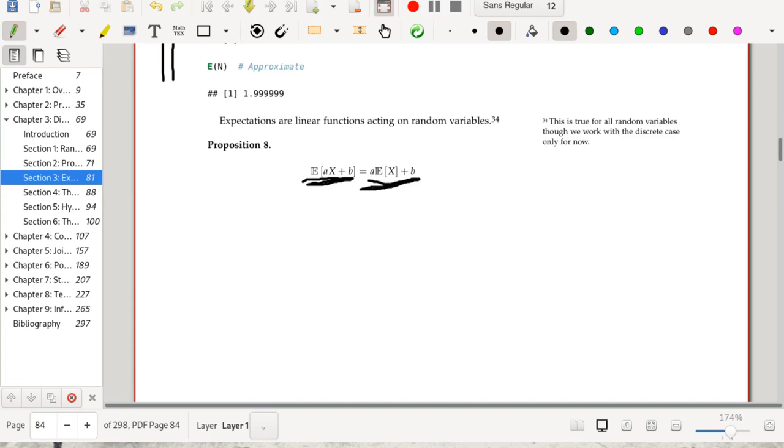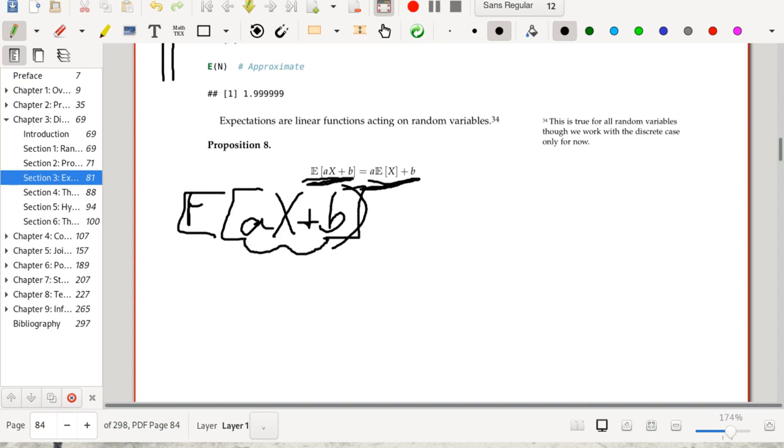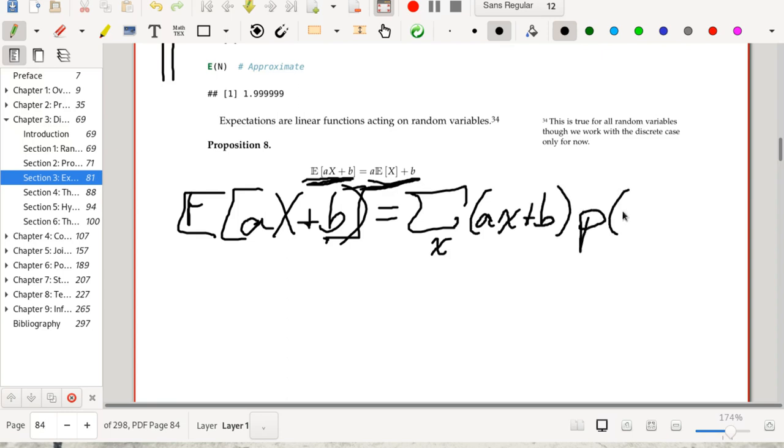Watch. The expected value of aX plus b is equal to, this by the way is basically h of X, where h of, let's say, s is equal to as plus b. So we can use that expectation formula that we mentioned towards the beginning of this lecture, and say that this expectation is equal to the sum over x of (ax plus b) times the probability mass function of x, which is equal to the sum over x, and then we'll factor all that stuff together.